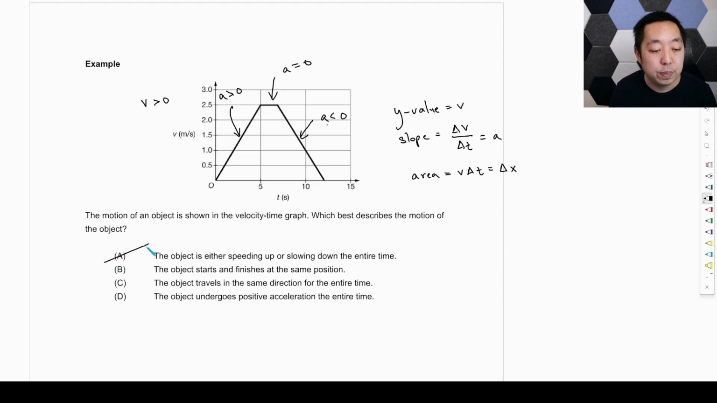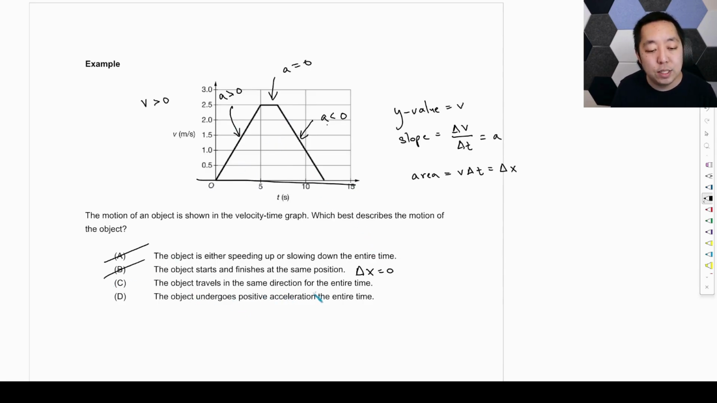So it's not A. The object starts and finishes at the same position. You translate that: that means the displacement is 0. Right? In kinematics, if we start and end at the same spot, that means the displacement is 0. Is the area 0? No, because this is our x-axis. That area is definitely not 0, so that's not true.